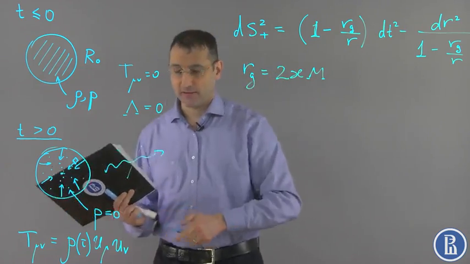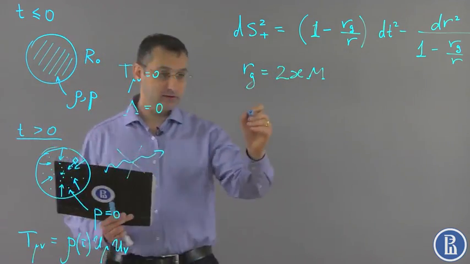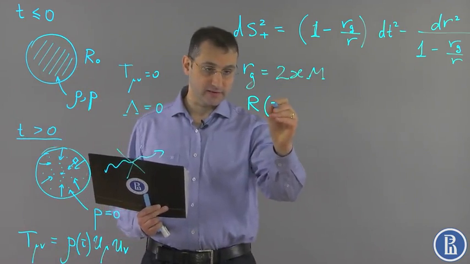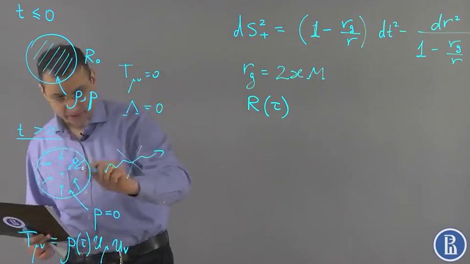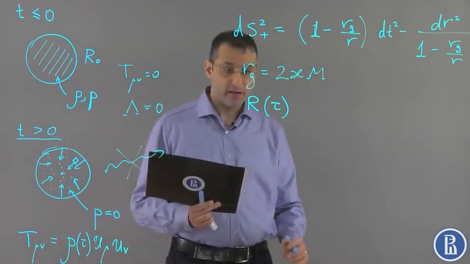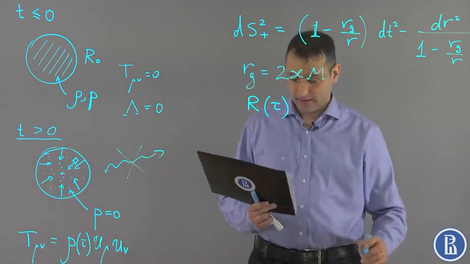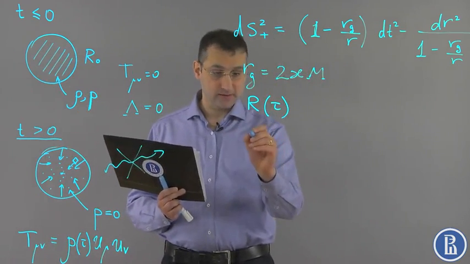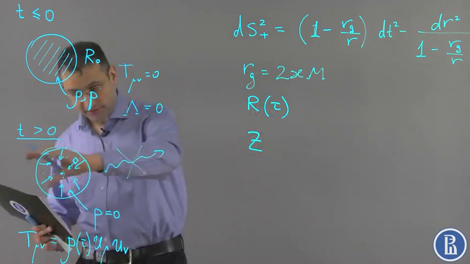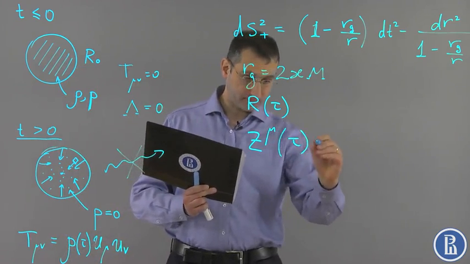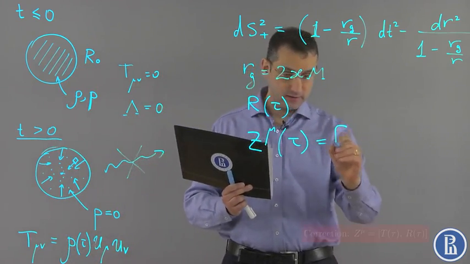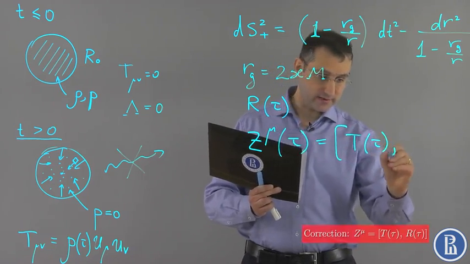But at the same time, the radius of the surface of this ball is a function of time. So we assume that the world surface of the ball is as follows. It's the following vector: t of tau and sigma of tau.